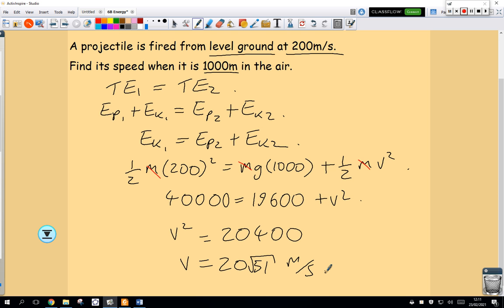Okay, so there's a few little word problems on energy. So practice, practice, practice.